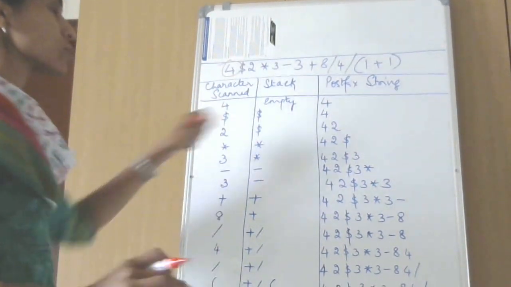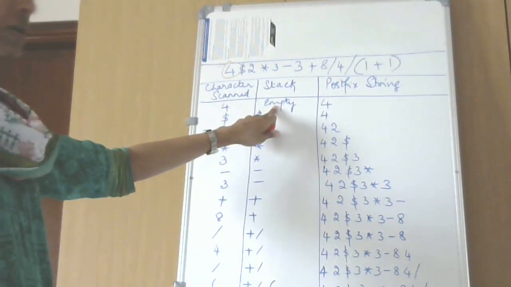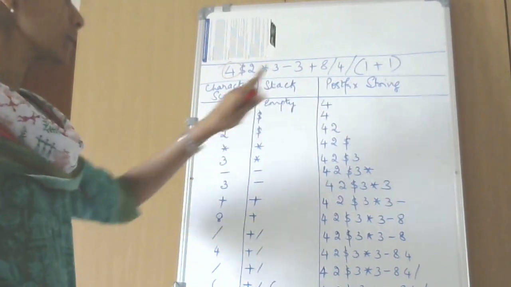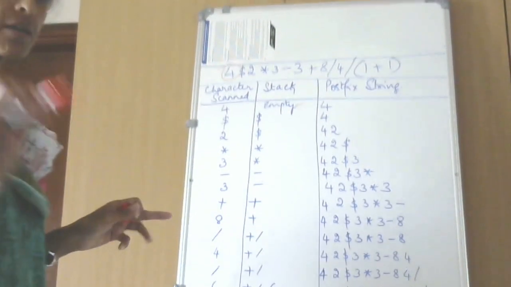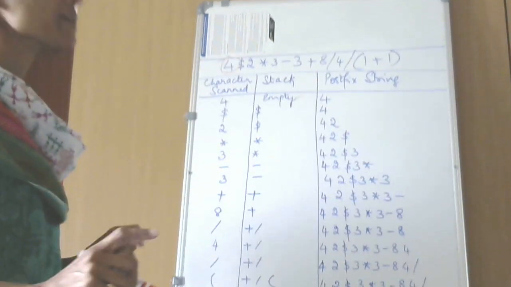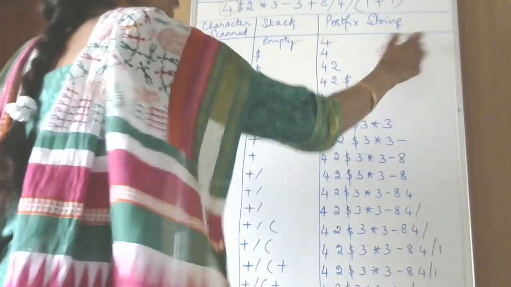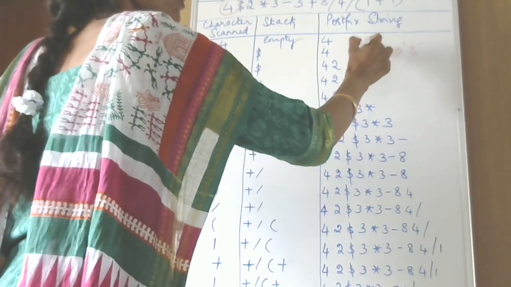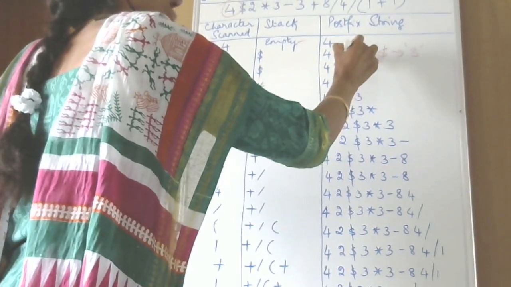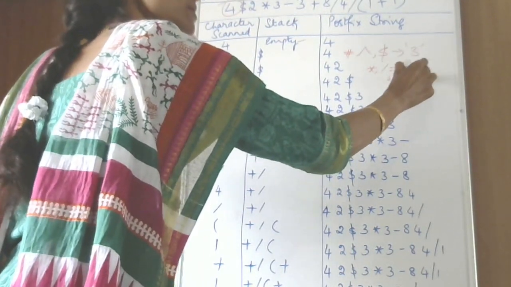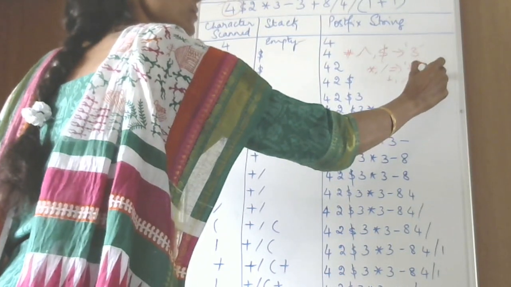First is 4. So initially the stack is empty, 4 is a digit. So I will simply put it onto the postfix string, I am not going to add anything onto the stack. So my stack is going to remain empty for the first character. Next is dollar. I told you already dollar is considered generally to be of the highest priority. Dollar, or it could be an exponentiation or it could be hash. All these are considered to be of highest priority. Star and slash as we know is a lower priority, plus and minus is of the lowest priority, right?